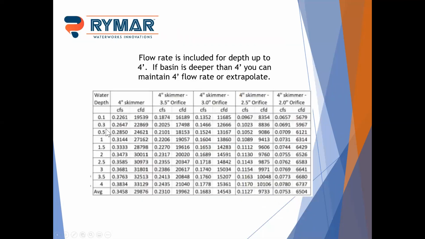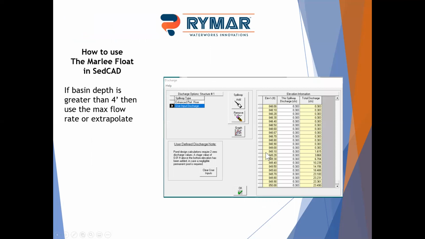And so that's a blow up there. So you'll have it in CFS. So we've got 0.1, 0.3, 0.5, and then every half a foot up to 4 feet. Now, if you go deeper than 4 feet, you can either maintain that flow rate, or SEDCAD may make you go slightly higher. So add a 100th or 1,000th of a CFS to it, or you can extrapolate it out. And so you just plug in your values as you have them. SEDCAD will calculate the differences for you.